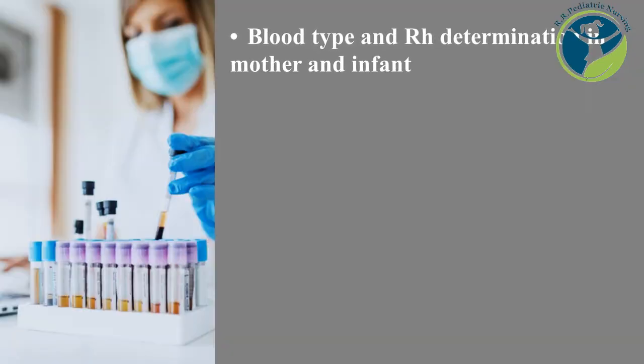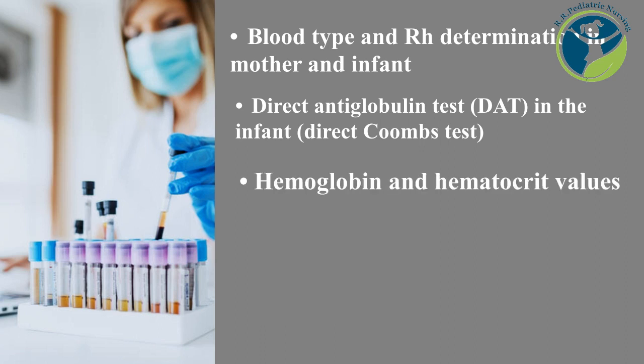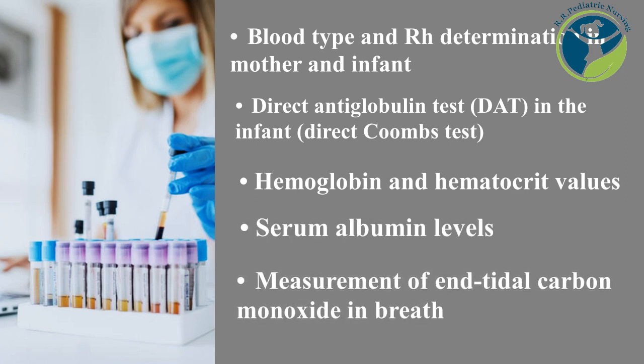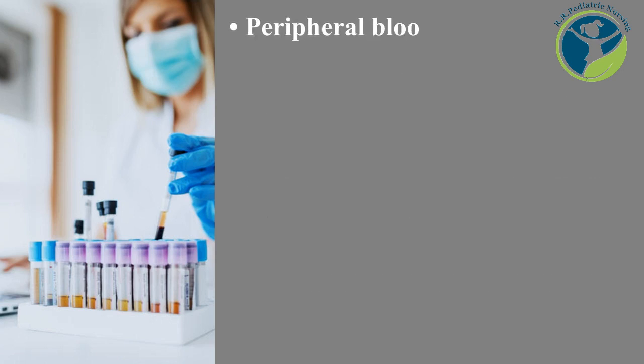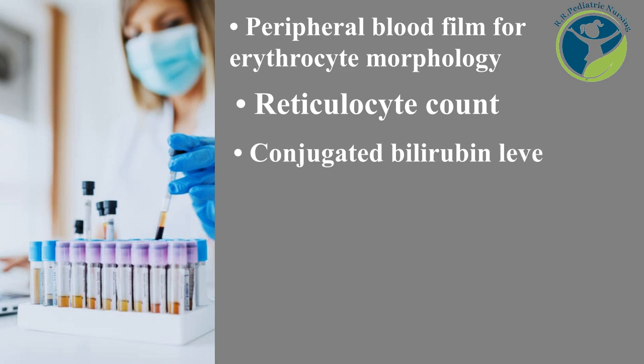Investigations. Blood type and Rh determination in mother and infant. Direct antiglobulin test, DAT, in the infant, direct Coombs test. Hemoglobin and hematocrit values. Serum albumin levels. Measurement of end-tidal carbon monoxide in breath. Peripheral blood film for erythrocyte morphology. Reticulocyte count. Conjugated bilirubin levels.